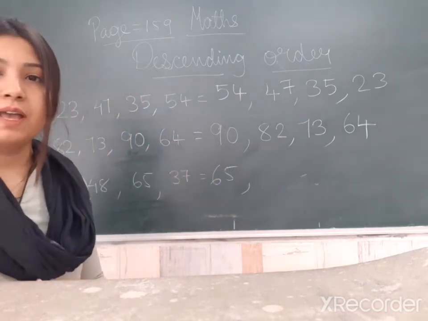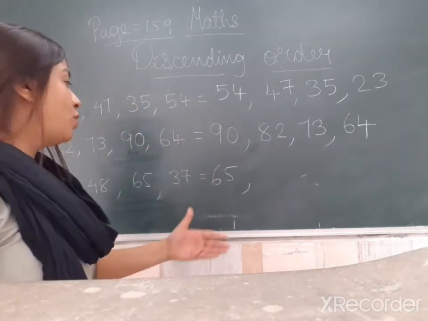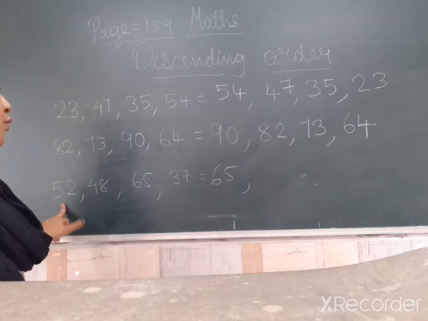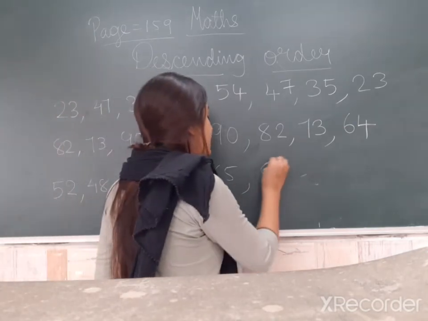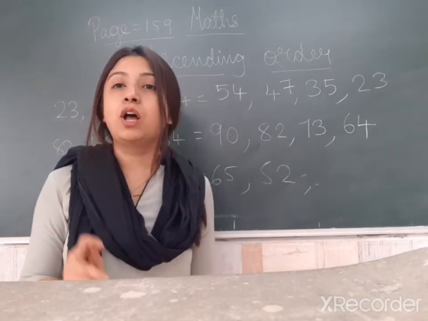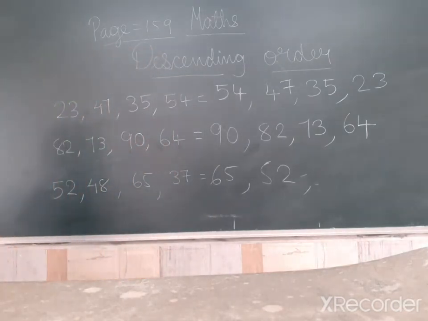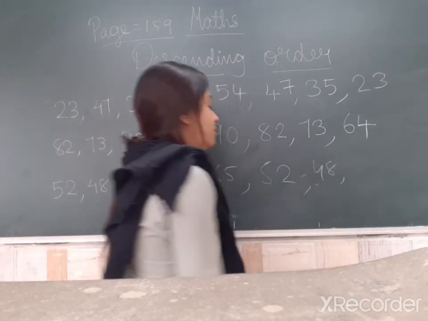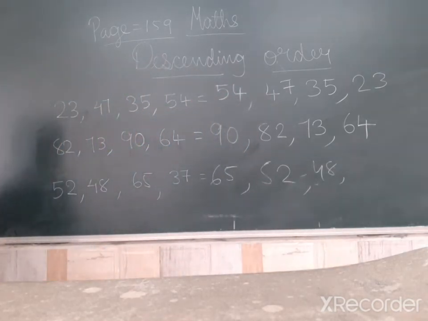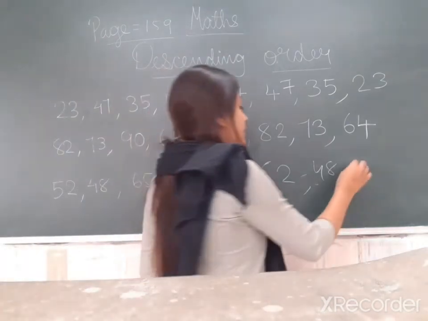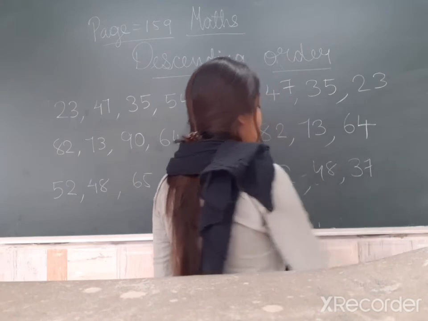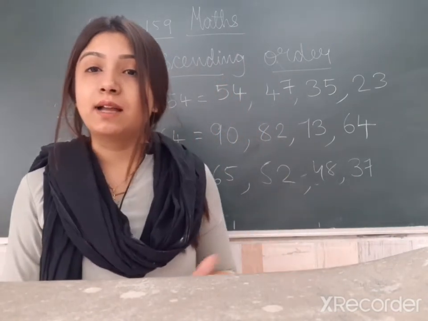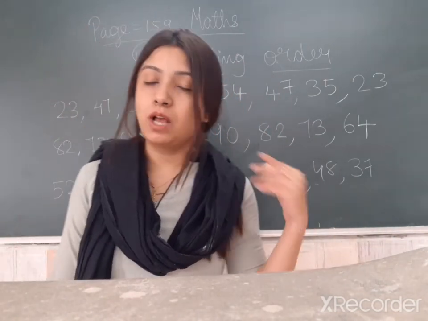After 65, from this, which is the smallest number, students? 52 is the smallest number. So after 52, from this number, which is the smallest number? 48. After 48, from this number, which is the smallest number, students? 37. So students, these are the biggest to smallest number.